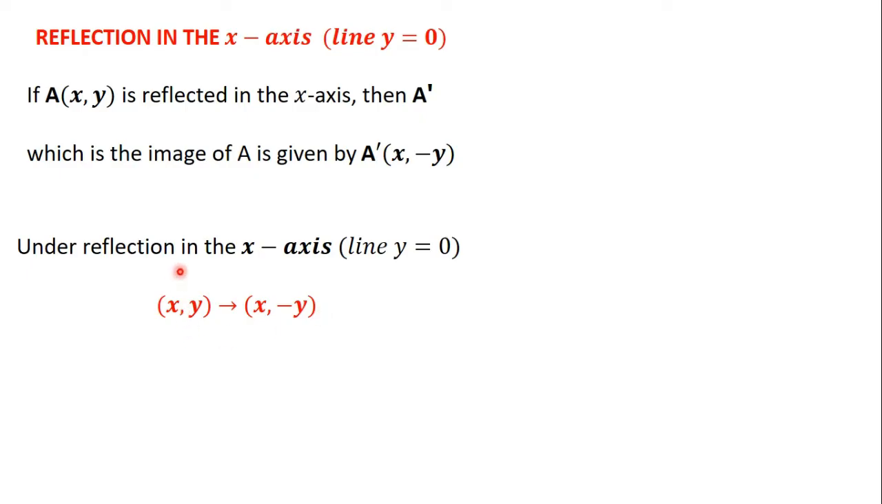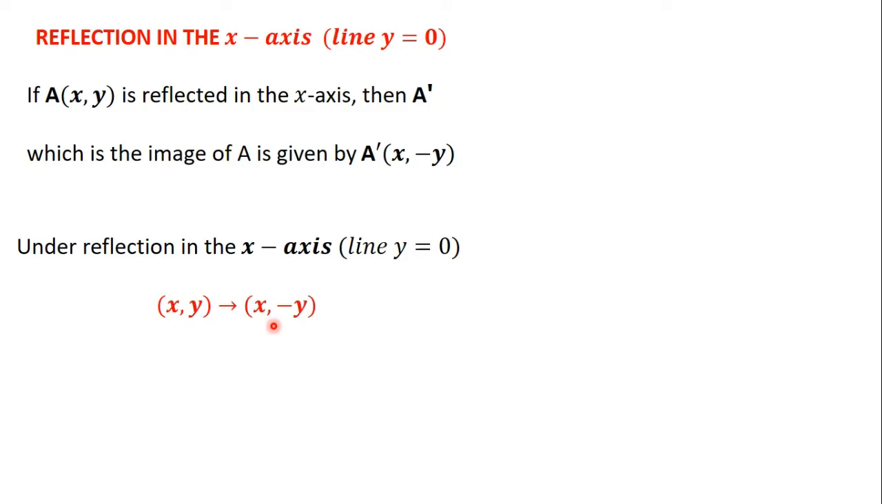This means that if you reflect a point in the x-axis or the line y is equal to 0, we will get the image by keeping the x coordinate. So you see the x coordinate of the point here is x, the x coordinate of the image here is x, but the y coordinate of the image will be the negative of the y coordinate of the point. So to get the image, when you reflect a point in the x-axis, you keep the x coordinate, then you negate the y coordinate of the point.